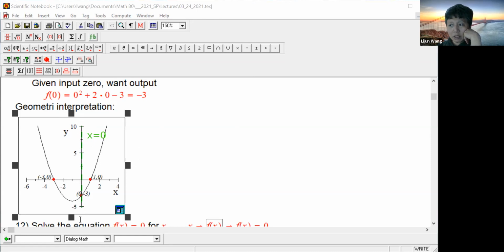And when we cut the curve, there's a crossing, and that crossing is (0, -3). Do you follow me? That's the vertical cut. When input is given, it's a vertical cut. You follow me? That's the geometric meaning.